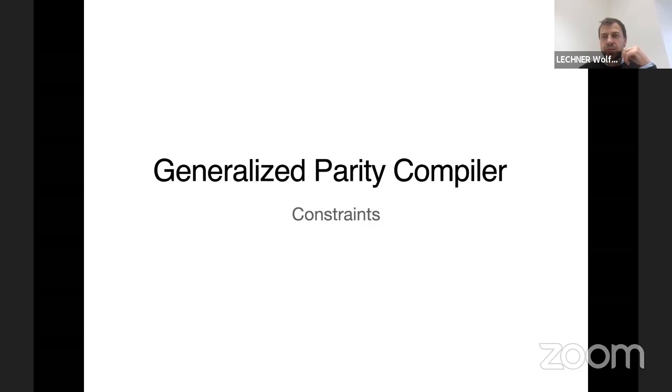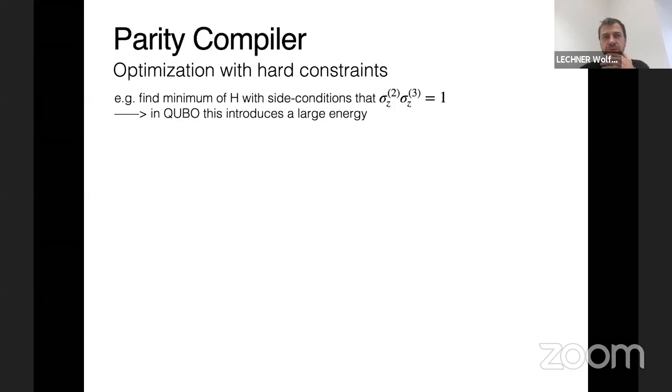The second thing that I want to present now is how to add side conditions. So usually we talk about unconstrained problems. We cast everything into unconstrained problems. But what do we do with side conditions? So this means hard constraints on some variables. So this means our exercise is now, instead of optimizing some unconstrained problem, we want to minimize a problem with the condition that, for example, the product sigma 2, sigma 3 equals +1.